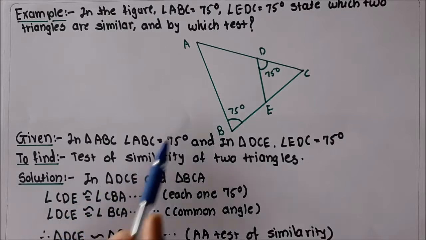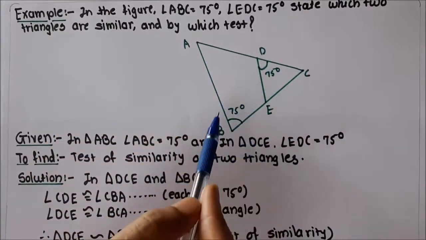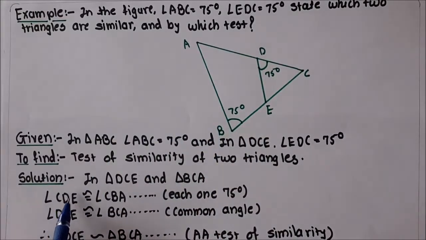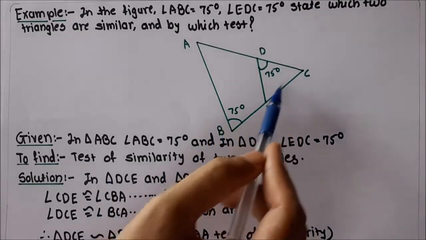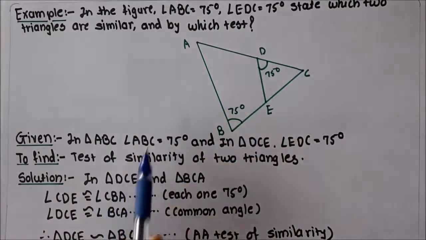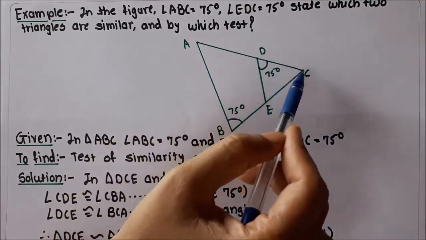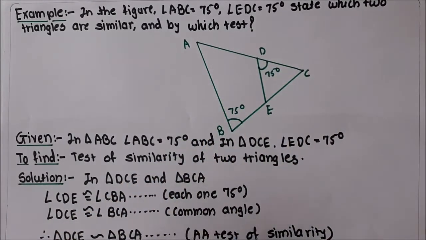So consider triangle DCE and triangle BAC. Now in this, angle CDE is 75 degrees, which is equal to angle CBA. Which one? 75 degrees. Then angle DCE is equal to angle BCA, because this is a common angle C, and because of this the AA test fits here. Therefore triangle DCE is similar with triangle BCA by the AA test of similarity.